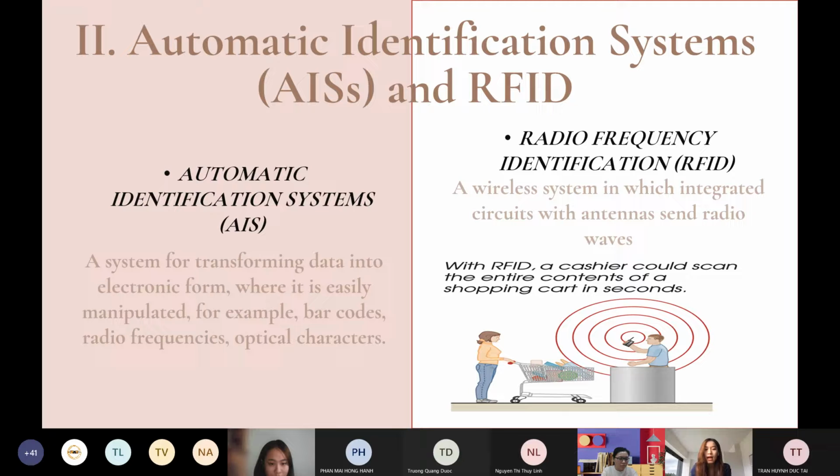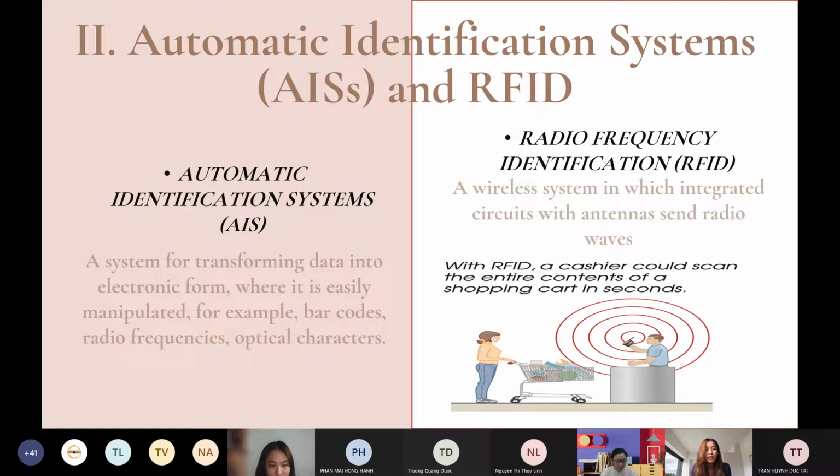Next is the automatic identification system. New equipment is controlled by digital electronic signals. Electrons are a rapid vehicle for transmitting information, but they have a major limitation. Most OM data does not start out in bits and bytes. Therefore, operations managers must get the data into an electronic form. So we have the automatic identification system.